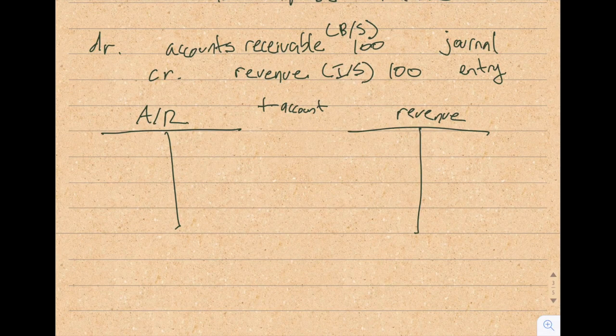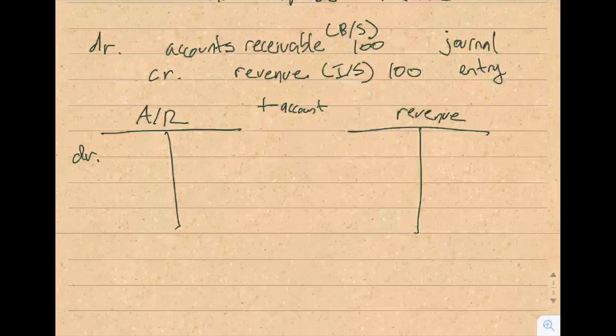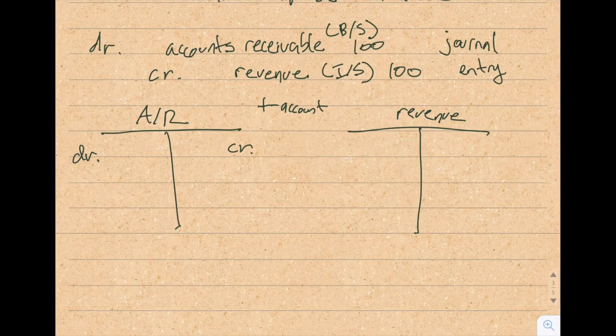Know this, that when you're dealing with T accounts and just in general, debits always go on the left, credits always go on the right. With the journal entry, the debits always go on top, the credits always go on the bottom, okay?